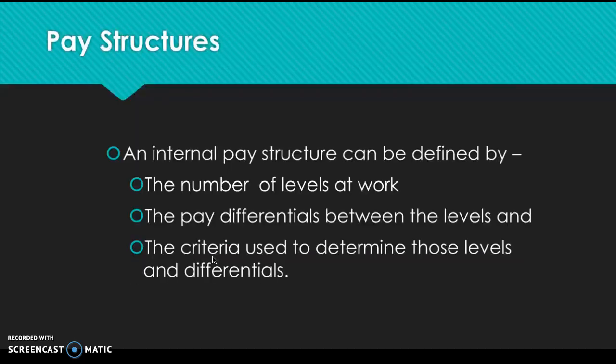So pay structures is where it all starts. How do we define this? A pay structure, and I'm saying internal because obviously it's internal to the organization, can be defined by the number of levels at work, the pay differentials between the levels, and the criteria used to determine those levels. So let's slow this down. An internal pay structure can be defined by these three things. So, the number of levels at work.